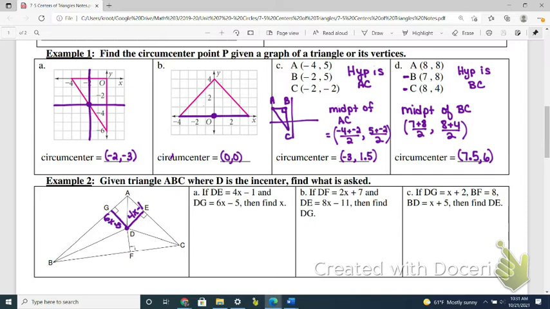Well, if it is an incenter, then all three of these lines are equidistant. So to find x, I'm going to set them equal. So it's 4x minus 1 equals 6x minus 5. Subtract 4x, add 5. So I get x equals 2.